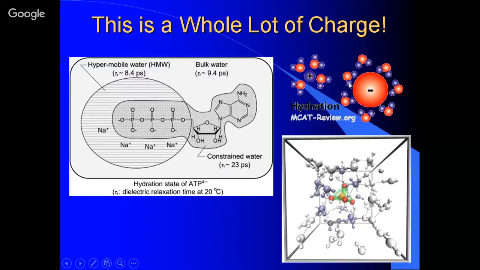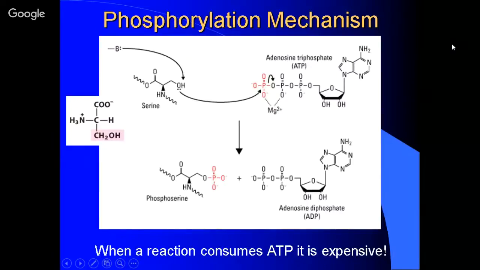These are just a couple of other diagrams to give you a sense of the organization of water around the phosphate group. Like I said, in this region around it, it's just moving chaotically, and then it gets more organized into bulk water beyond that.